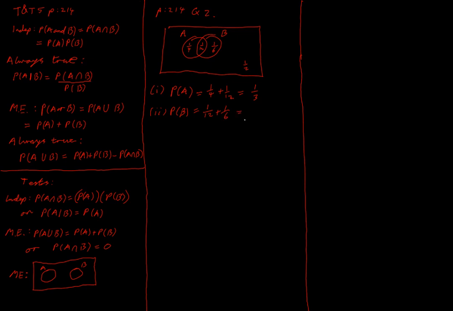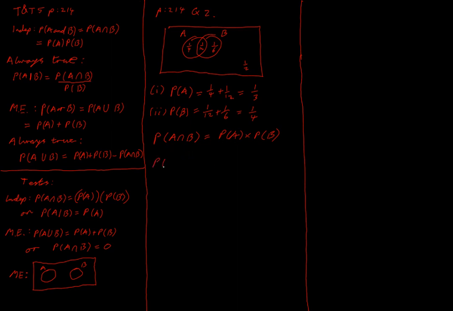And that ends up being equal to a quarter. So now I have the probabilities of A and the probabilities of B. Now show that A and B are independent. I'm going to do this two ways. The first way is I know that the probability of A intersection B must be equal to the probability of A multiplied by the probability of B if they're independent. So let's check if that's true.